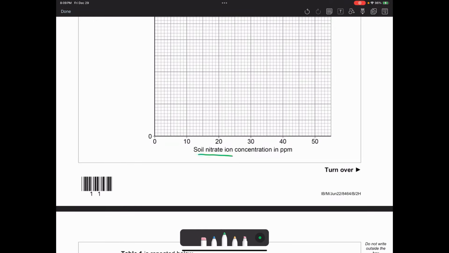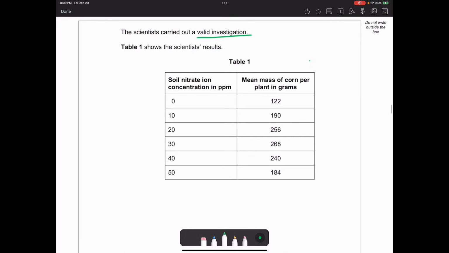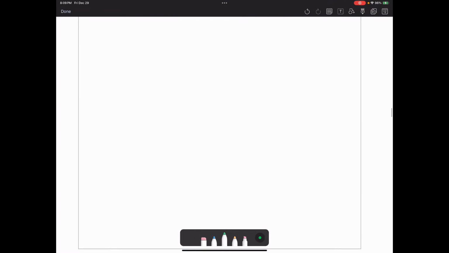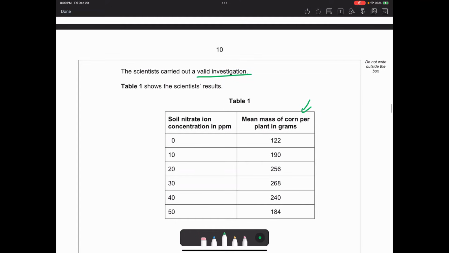So if soil nitrate ion concentration is at the bottom, our other one must be on our y-axis. So mean mass of corn per plant in grams. Just copy that out. And then we need to decide on a scale for our y-axis. So I can see here, I've got to be able to get up to 268 if I'm going to be able to put it onto my graph.